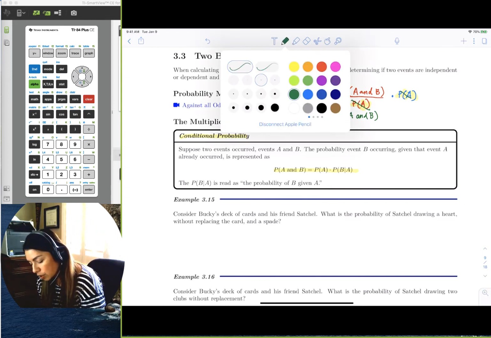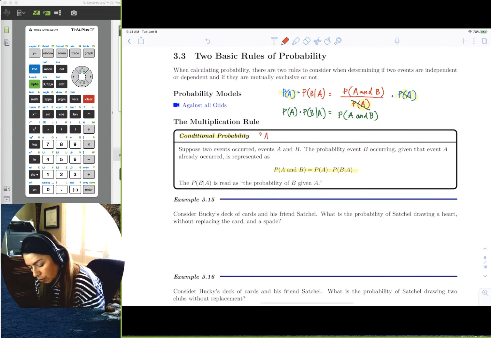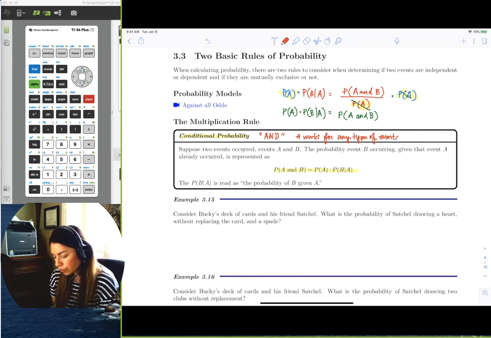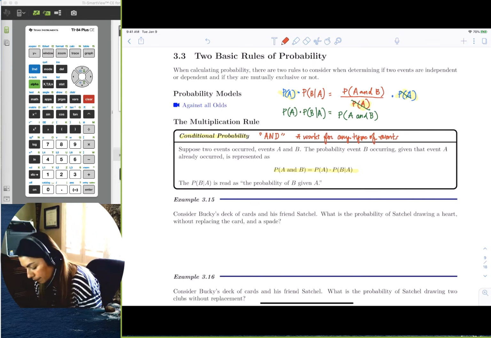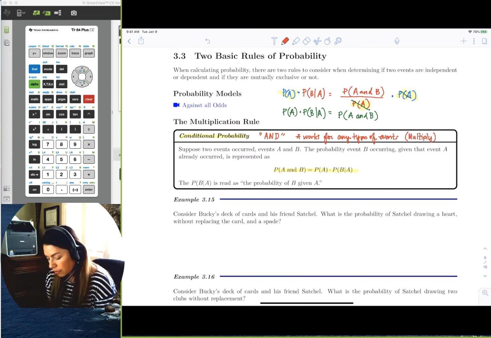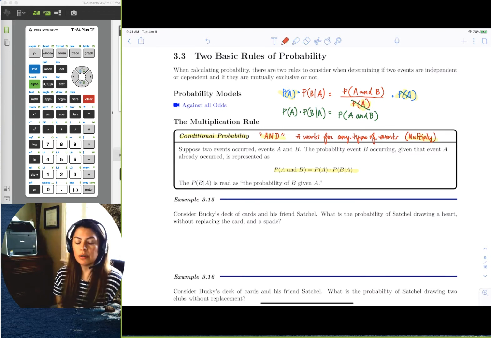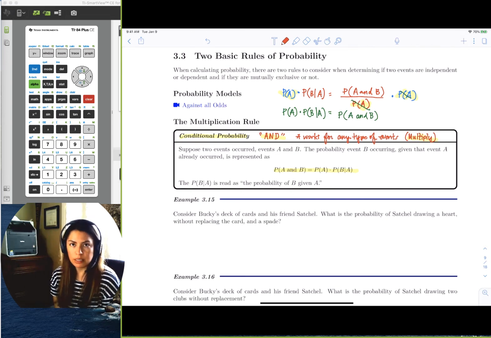I just want to note that, again, this goes with the word "and," and it works for any type of events. Essentially all you're going to do is still multiply, so it's still multiplication with the word "and." Then we just check to see what type of events they are, independent or dependent.